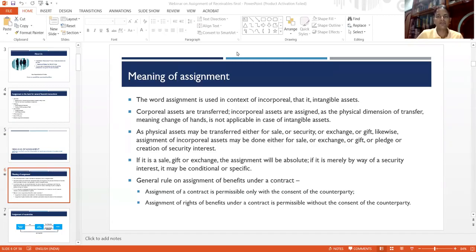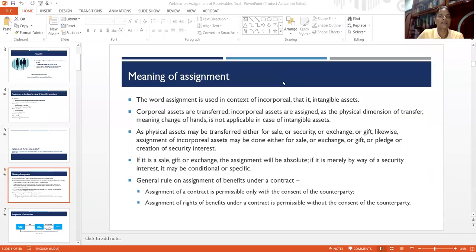So let's start with first the meaning of the word assignment. The word assignment is used in context of receivables, intangible assets, incorporeal assets. We use the word assignment in context of such intangible or incorporeal assets. For example, when we talk about a trademark, we talk about assignment. When we talk about copyrights, we talk about assignment. When we talk about receivables, we use the word assignment.